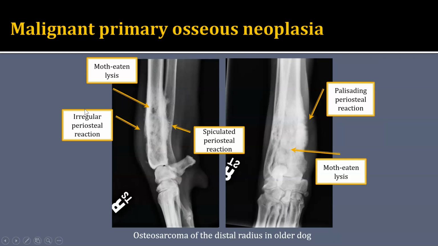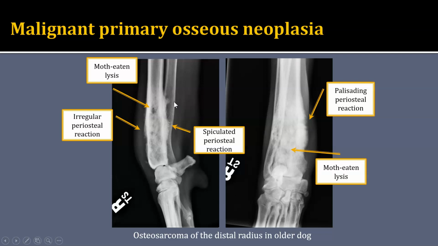As I said, the distal radius is a very common site for osteosarcoma. Here's another example of osteosarcoma in the distal radius of another older dog. This one you can see is more proliferative than the other one. However, there is still an area of moth-eaten lysis in the distal diaphysis, the metaphysis, and a little bit into the epiphysis. Notice that there is some irregular and even spiculated periosteal reaction surrounding this lesion. It's a little bit more palisading or semi-aggressive on the medial aspect here.